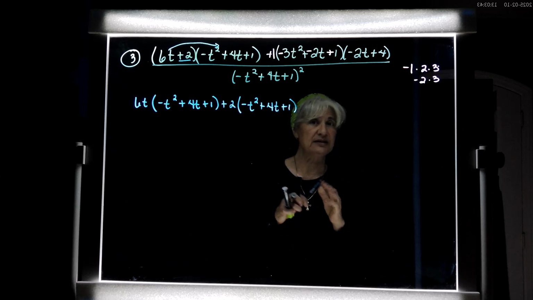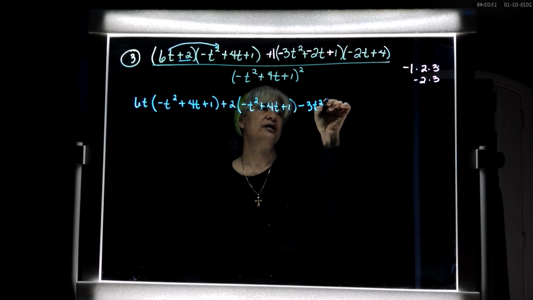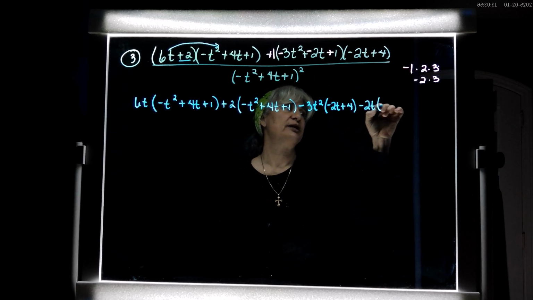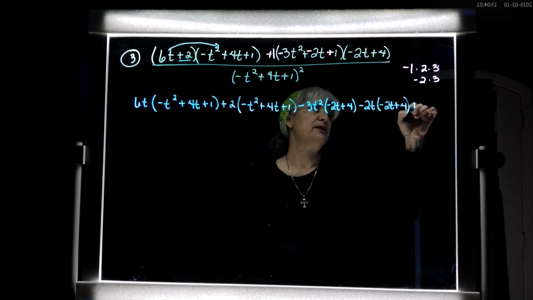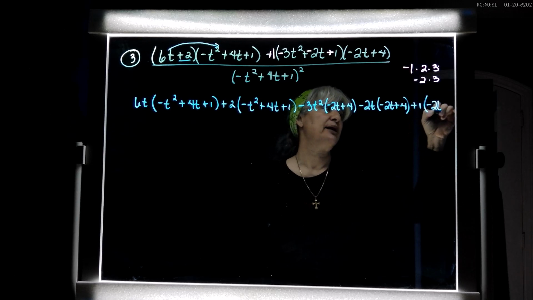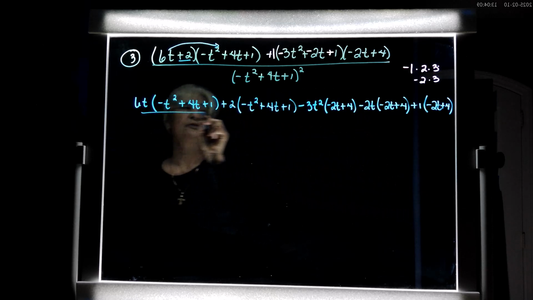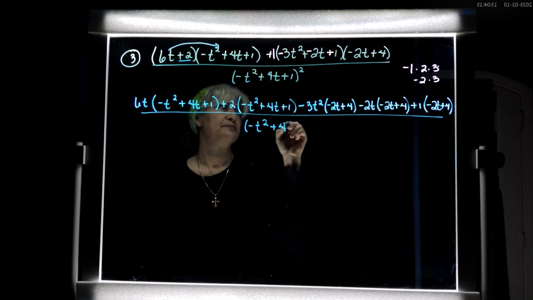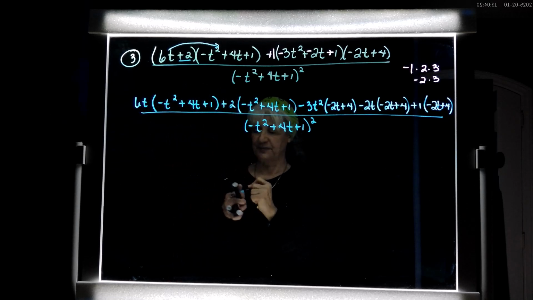And now, because that was a simple distribution, I know I'm taking a -3t squared and distributing to this binomial. And I'm taking a -2t and distributing to that same binomial. And then taking a +1 and distributing to that same binomial. Just enough board space. Oof. Okay, the whole thing is over this lovely denominator. Okay. Yes? Yes. Okay.